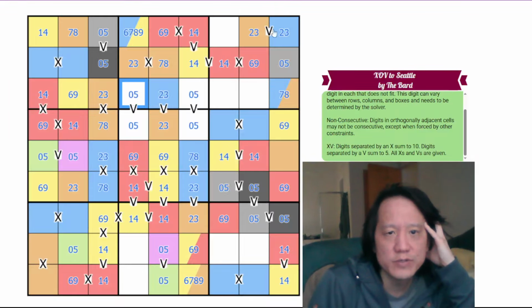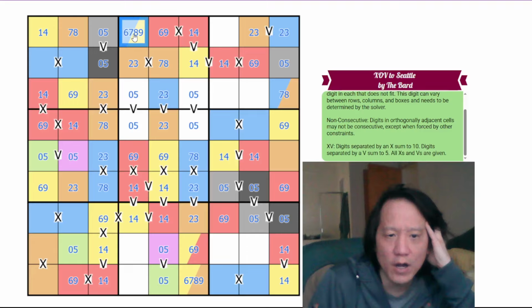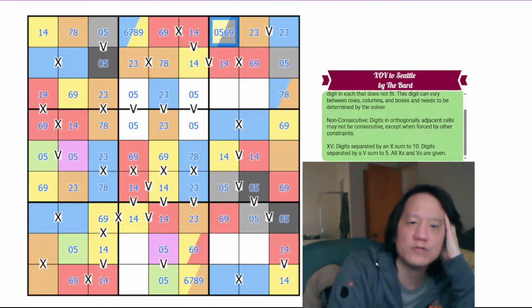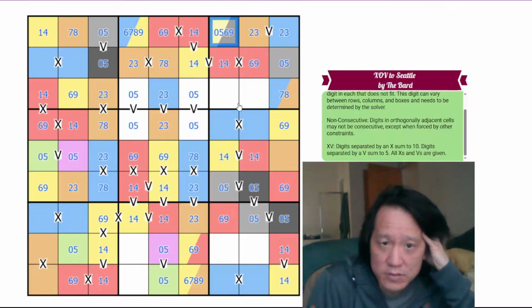What else are we missing? This could be the dark 05. So this is dark 05 or blue or yellow high. It cannot be blue high, so it could be yellow high here, or it's dark 05. So this is 05 with 6 or 9 as possibilities.